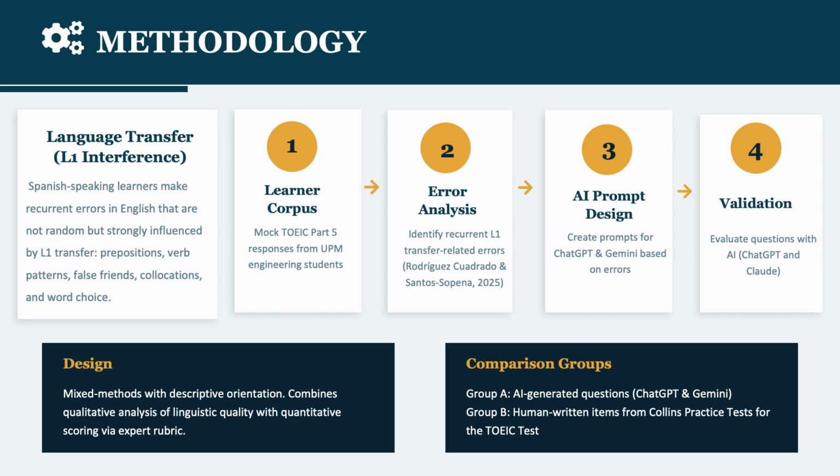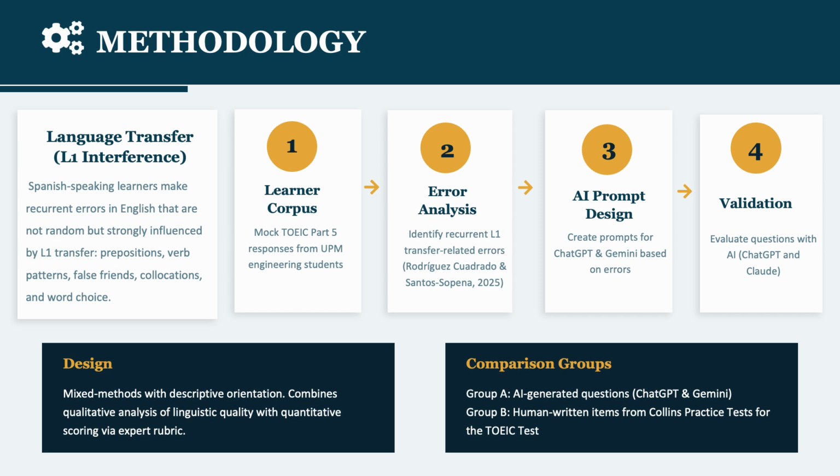In terms of methodology, the process had 4 key stages. First, we compiled a learner corpus. Second, we analyzed those responses to identify recurrent errors linked to first language interference. This work draws on an early study with my co-author. Third, we used those error patterns to design specific prompts for ChatGPT and Gemini. And fourth, the generated items were evaluated using a structured rubric by both AI models and expert judges.